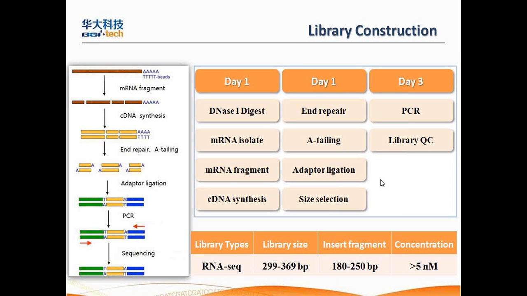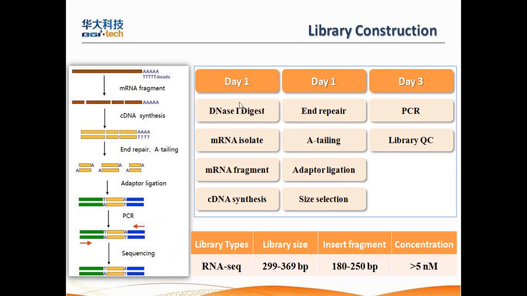Okay, this is after we got the sample prepared. In order to investigate using next generation sequencing, we need to generate the library. There are several steps. The first step, I didn't put in the schematic picture. The first step is to digest those DNA fragments, using this DNase I to digest those DNA fragments.